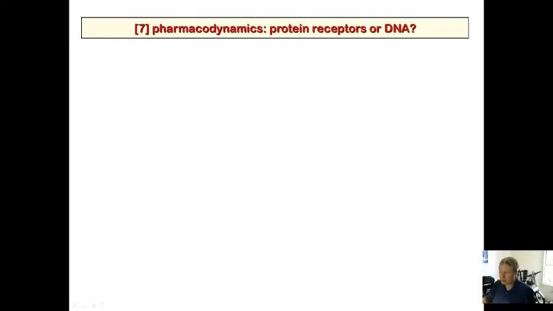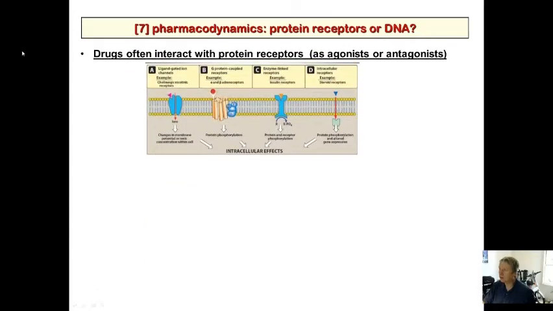I'm recording again. Okay, so let's now talk about protein receptors or DNA as drug targets, because most drugs are targeting protein receptors or DNA. So what are some of the types of proteins that are commonly targeted by drugs, with the drugs being agonists or antagonists?